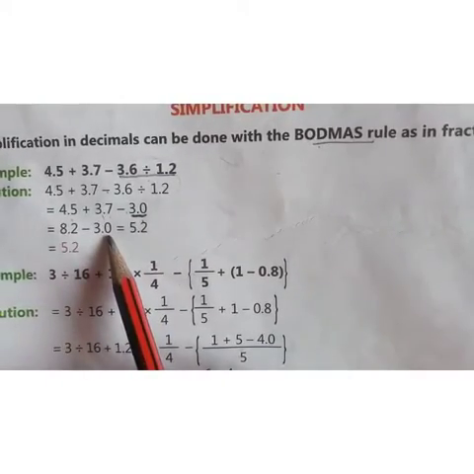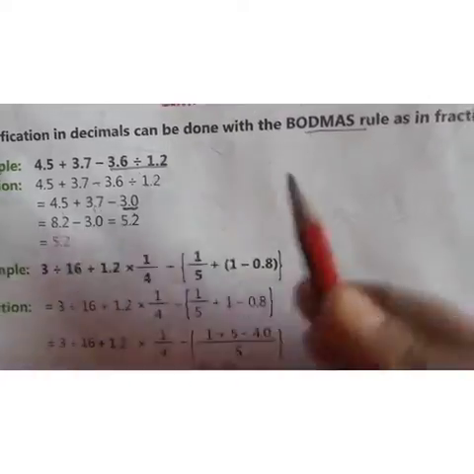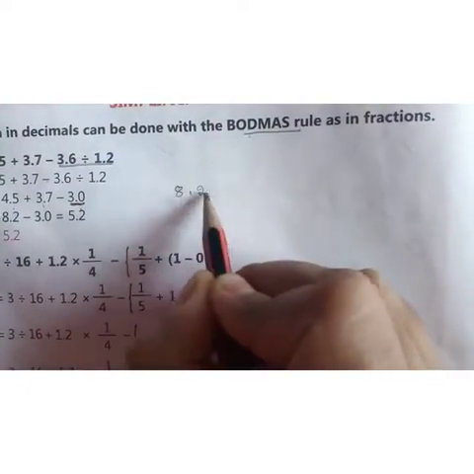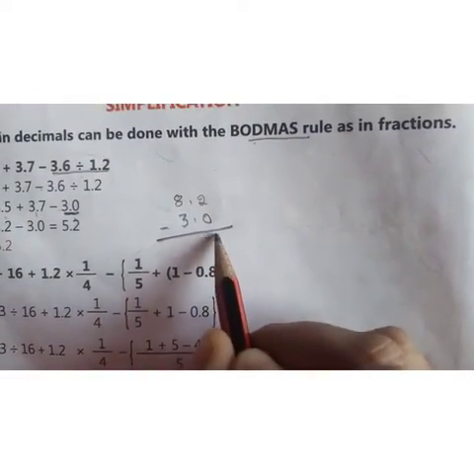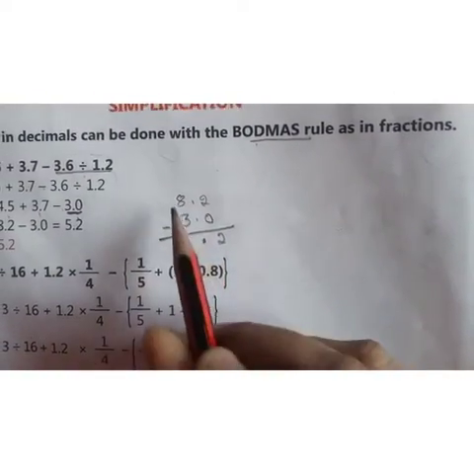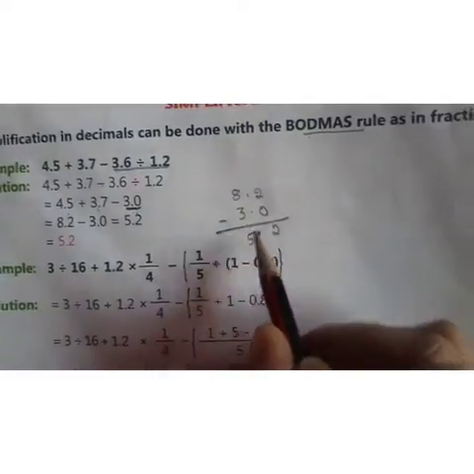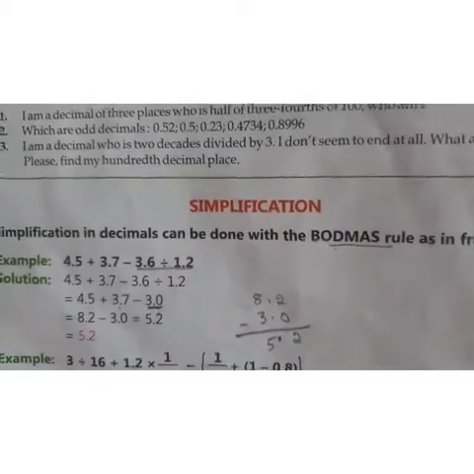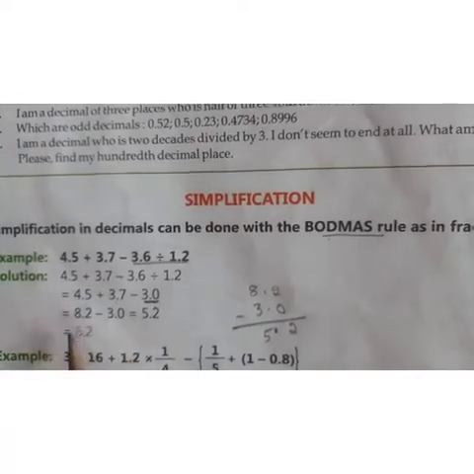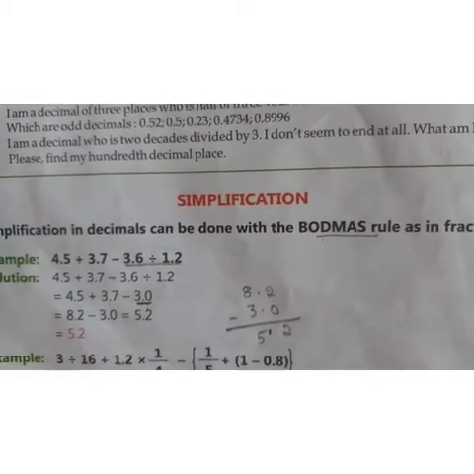Minus 3.0. So children, when you subtract, that is 8.2 minus 3.0: 2 minus 0 is 2. Place this decimal point. 8 minus 3 is 5. So you get the answer 5.2. So practice some easy simplification sums.